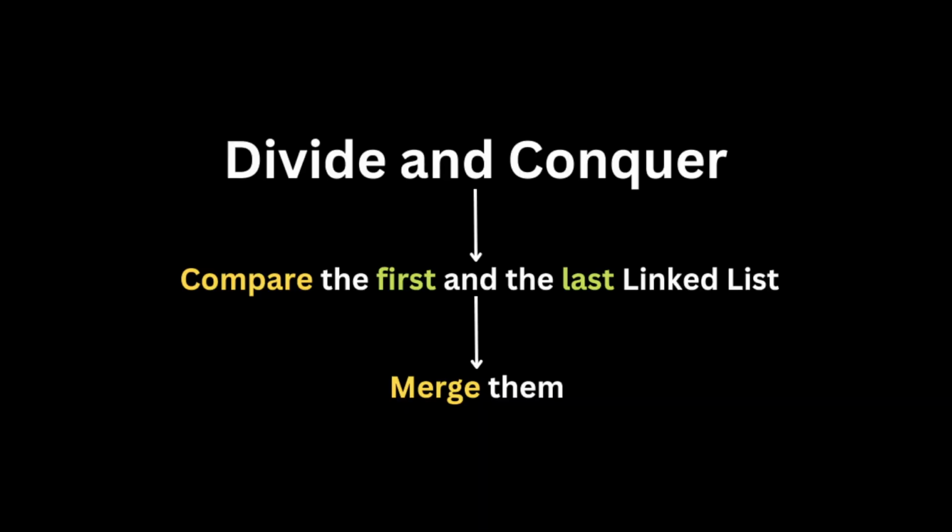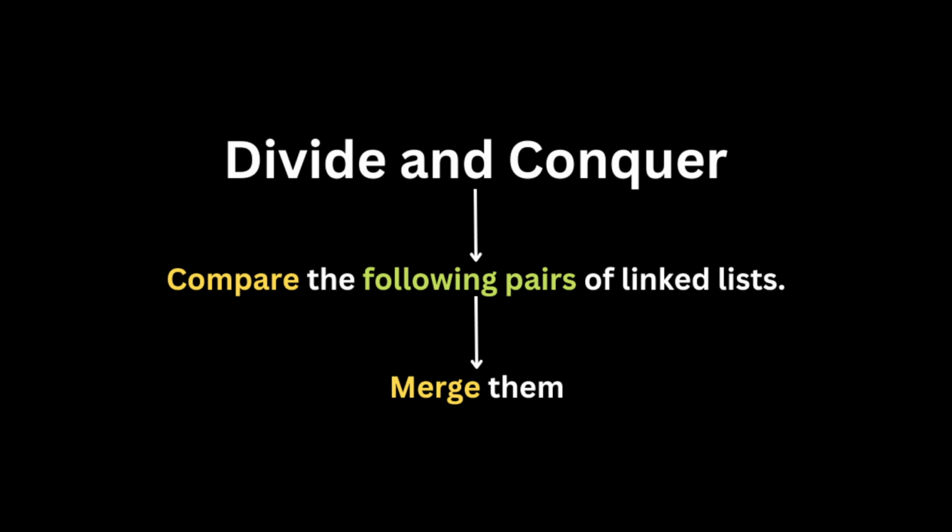So to solve this problem, we're going to use a technique called divide and conquer. The idea of this approach is that each time we compare the first and the last linked list and then merge them. After that, we move on to the next pair of linked lists and compare them until all of them are merged into one sorted linked list.